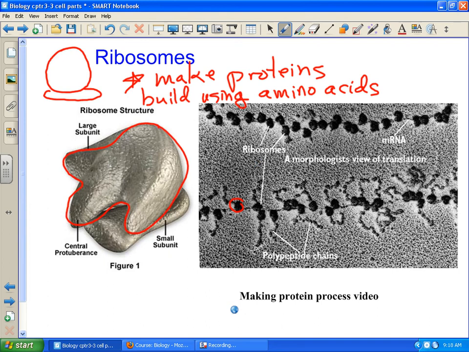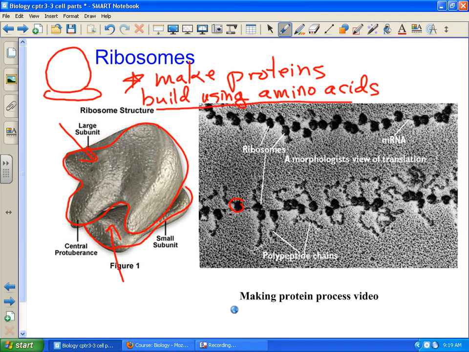So the top part is the big part, and the bottom part, what did we say the bottom part looked like? A snowboard. Thank you. So we've got a dinosaur riding a snowboard, whatever you want to remember it. Thank you, Courtney. And we are making proteins. That's what ribosomes do, using amino acids.